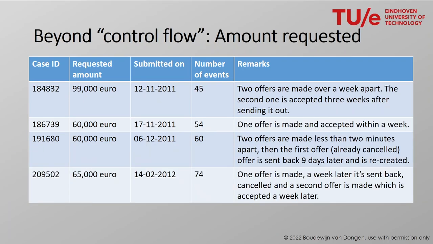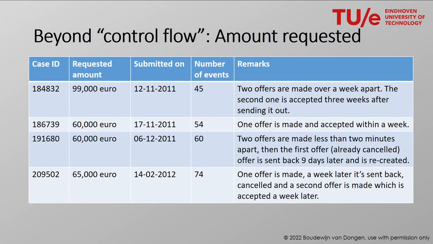Then, yesterday there was a question: but there's more than control flow. Yes, there is. So here is an example of some deviations that are not directly control flow problems, but they are deviations. Who remembers what this process was about? Small consumer credit between 5 and 50,000 euros. The 50,000 is not chosen arbitrarily. There are some legal reasons why it's 50,000. Yet there are 4 activated loans that go over the 50,000 euro limit. So this is odd.